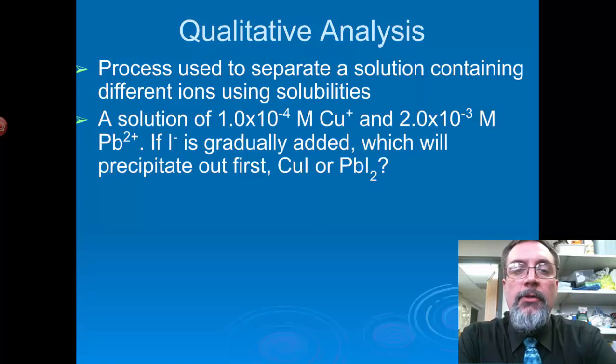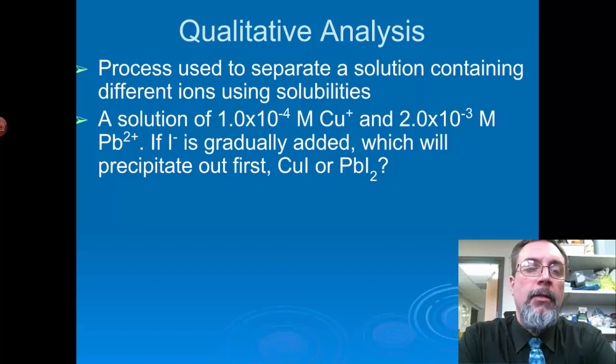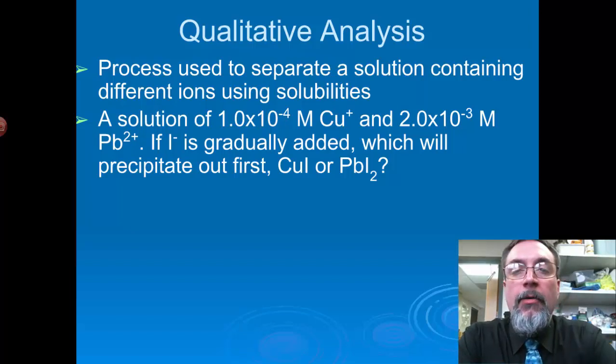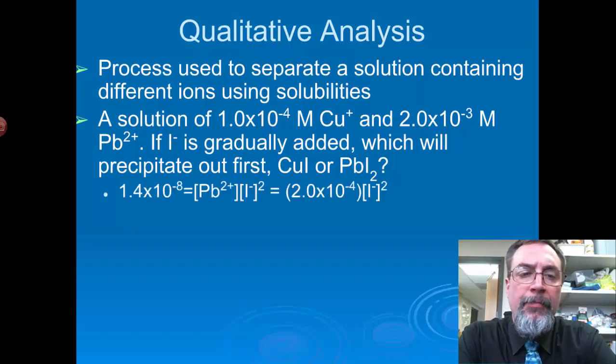So we have a solution that contains 1.0 times 10 to the minus 4th molar copper ions and 2.0 times 10 to the minus 3rd molar lead ions. We're going to add iodide ion to that solution slowly. And we want to know which is going to precipitate out first, the copper iodide or the lead 2 iodide. Neither of them are very soluble. Which one is less soluble? Because the one that's less soluble will come out first, right?